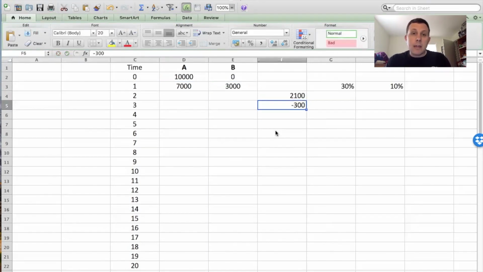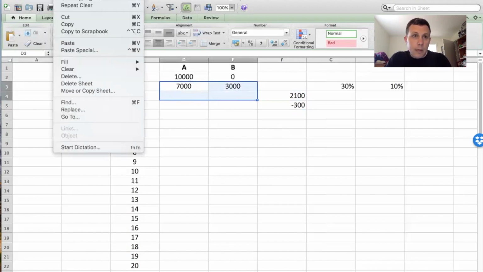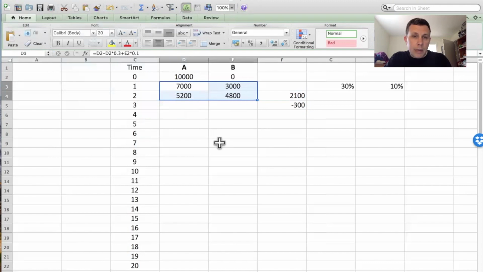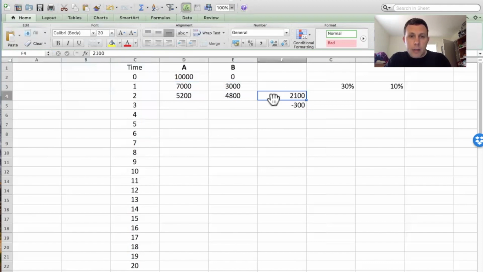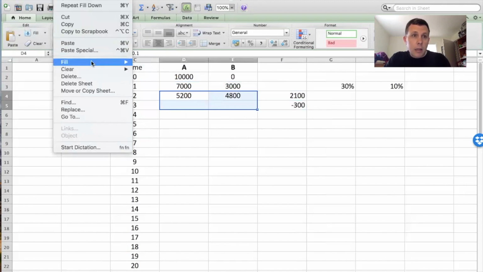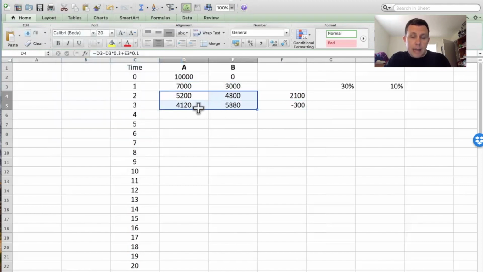Now, I don't really want to do all this math out. I have a formula in here that will do it for me, which you don't have to worry about. We're kind of getting into the weeds a little bit. But you can see B increases by 1,800 because 2,100 came from A and then 300 was lost to A. And so we can keep this going step by step. And again, we're not really that interested in the math. I just want to look at the end result.